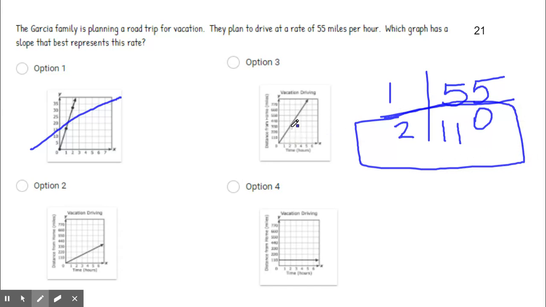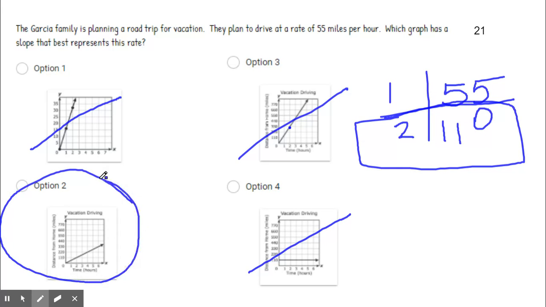This one has 2 right here at 330. That's not correct. This one has a straight line again. That means that you're parked. You're not moving. You're staying the same distance the whole time. That's not correct. So option 2 is the best answer choice because if I look, 2 is right at 110, which is equivalent to 55 miles in 1 hour.